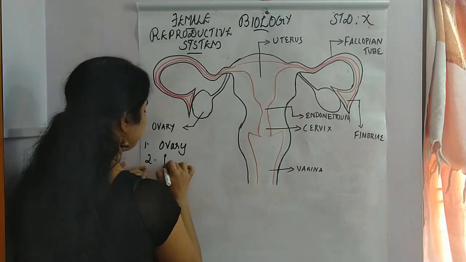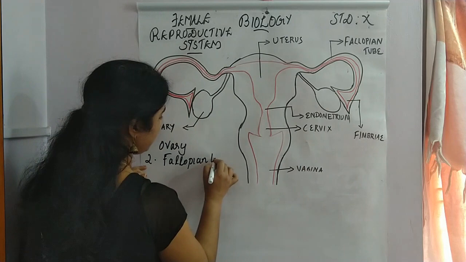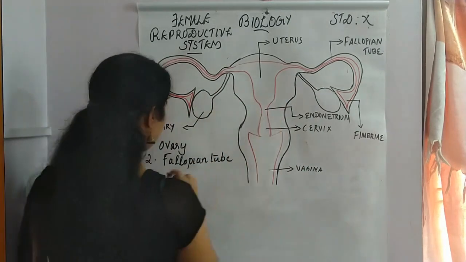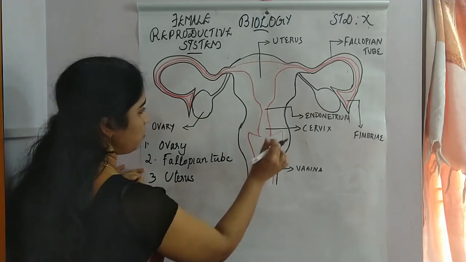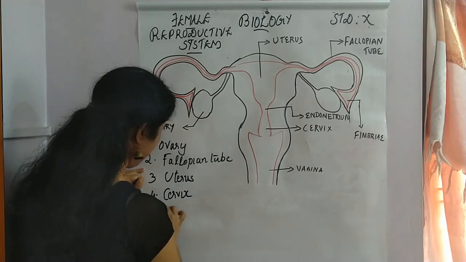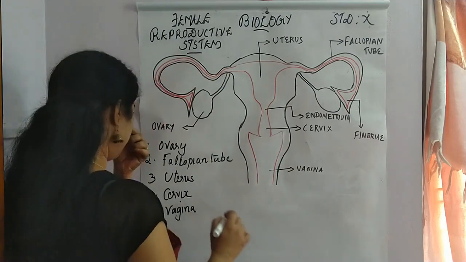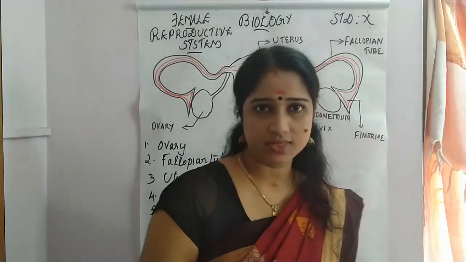Next one, it is the fallopian tube. Third one, it is the uterus. And next one, it is the cervix. And last one, it is the vagina. These are the main 5 important parts associated with the female reproductive system.